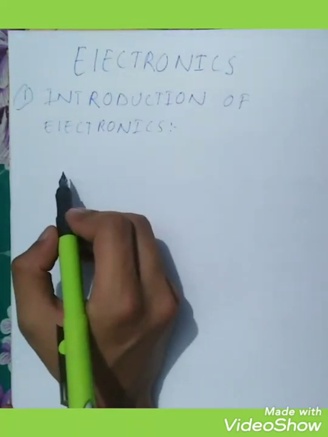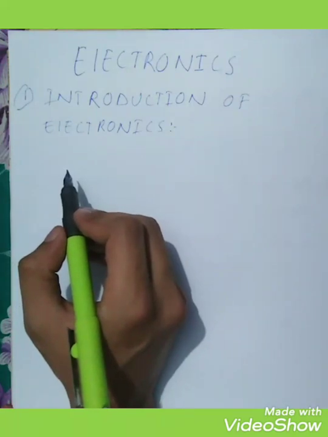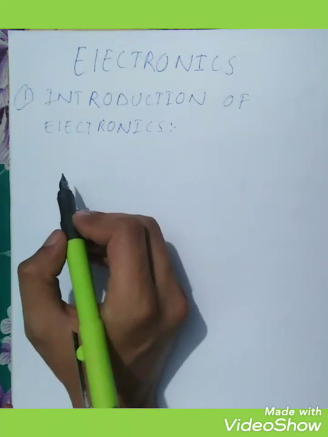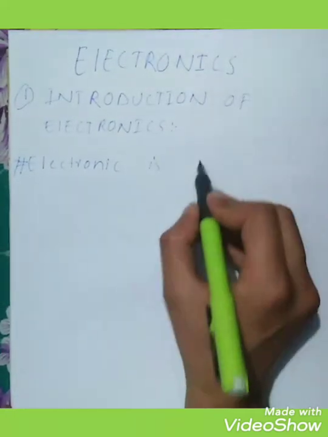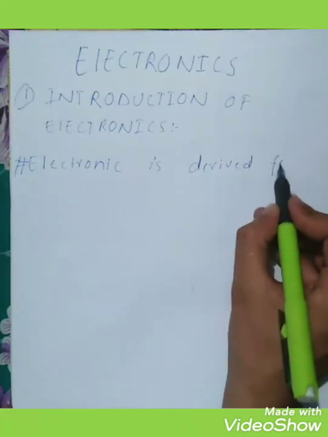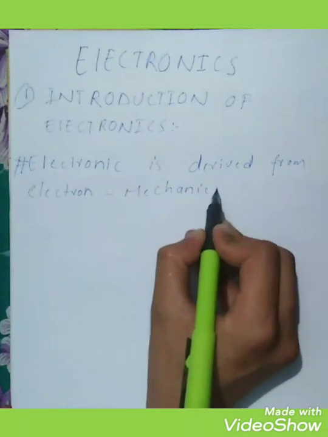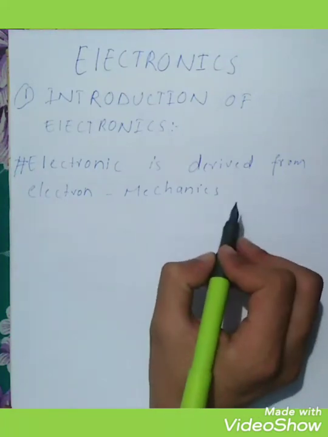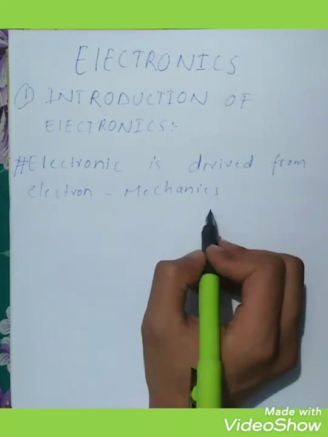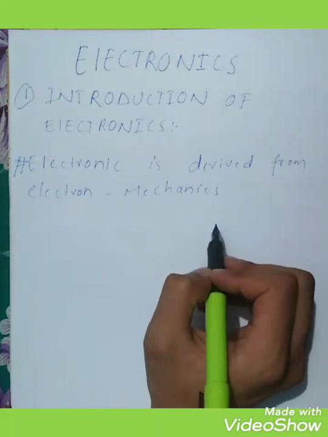Derivation. Electronics is derived from electron mechanics, which means the study of the behavior of an electron under different conditions of an applied electric field.